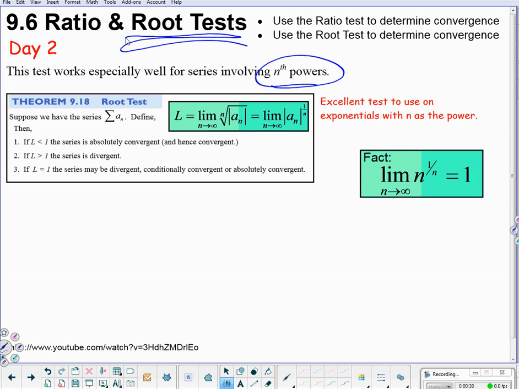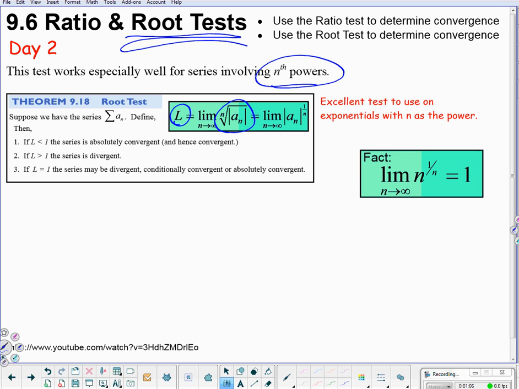Ratio would also work on that, but sometimes when everything is raised to an nth power, stripping off that nth power can be very advantageous. So suppose we have a series of a sub n and define the limit as n goes to infinity of the nth root of the absolute value of the terms of the sequence. And we'll watch for what the outcome is.